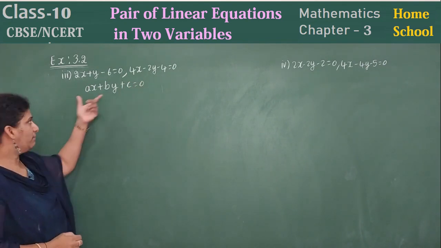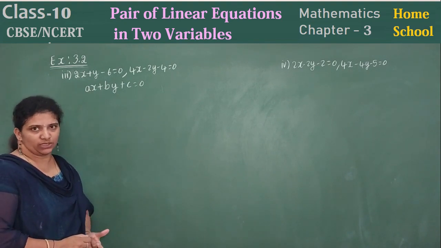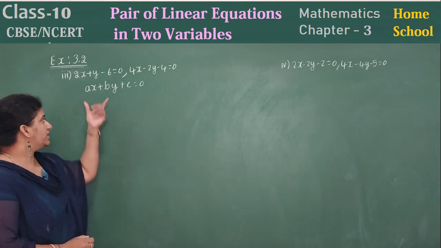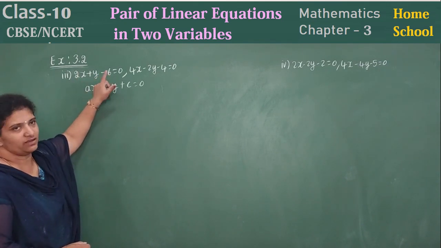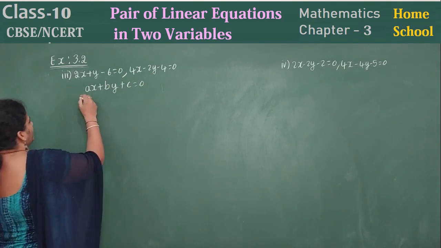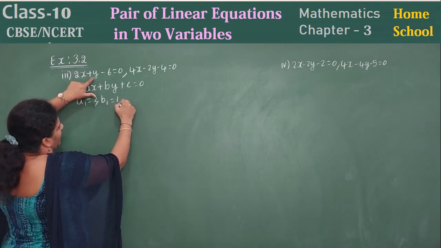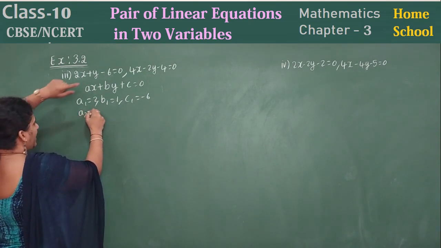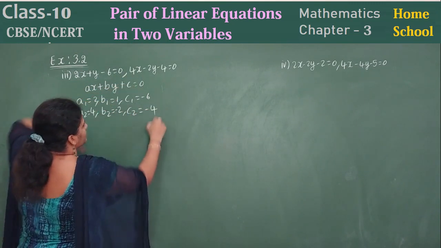Okay, when we are comparing this, children, you can write a1x plus b1y plus c1 equal to 0 and a2x plus b2y plus c2 equal to 0. When you compare with the first equation, you can take a1, b1, c1, and for the second one, a2, b2, c2. So now a1 is equal to 2, b1 is equal to 1, c1 is equal to minus 6. Next one, a2 equal to 4, b2 equal to minus 2, c2 equal to minus 4.